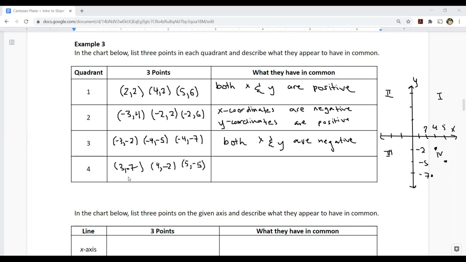If you look here, this time all the x coordinates are positive. That's because we're on the positive side of the x number line, or the x-axis. In this case, all the y values are actually negative because we're on the bottom half of our grid. So here we're going to write x coordinates are positive, and that the y coordinates are negative.